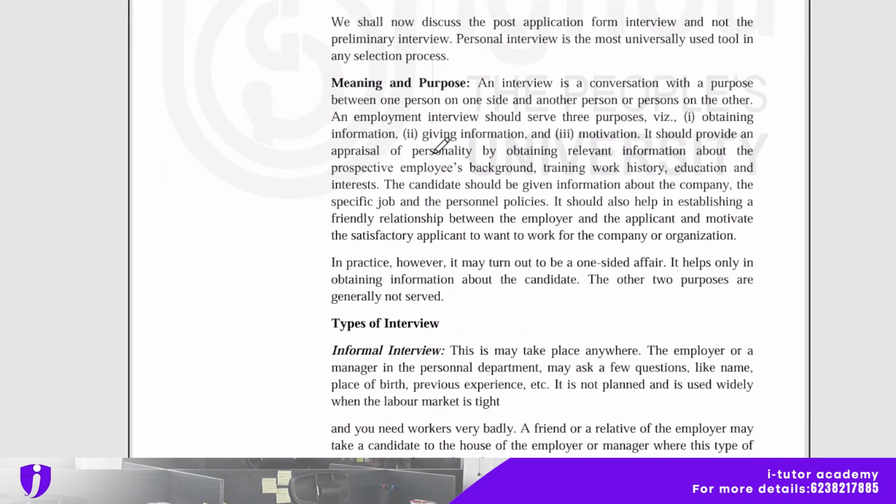We shall now discuss the post-application form interview and not the preliminary interview. The personal interview is the most universally used tool in any selection process. What is the meaning and purpose of this? An interview is a conversation with a purpose between one person on one side and another person or persons on the other. An employment interview should serve three purposes: first, obtaining information; second, giving information; and third, motivation. It should provide an appraisal of personality by obtaining relevant information about the prospective employee's background, training, work history, education, and interest.